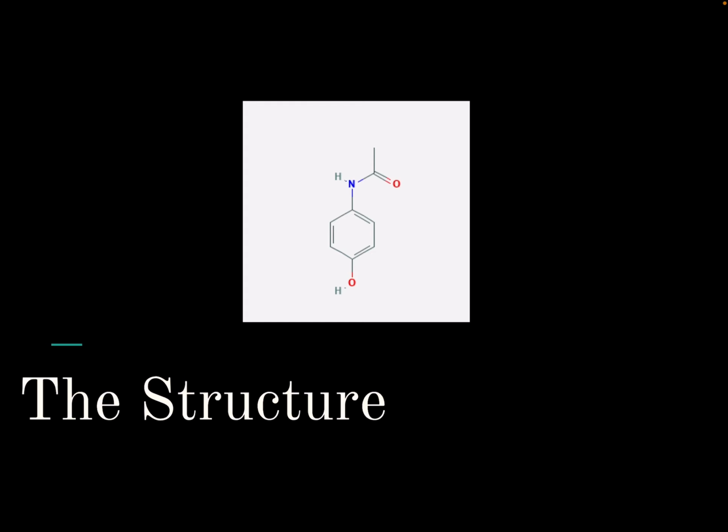Okay, so here is a picture of the structure of acetaminophen. It consists of a benzene ring core, one hydroxyl group, and an amide group in the para 1,4 pattern. It is an extensively conjugated system, and the presence of the two activating groups makes it highly reactive to electrophilic substitution.